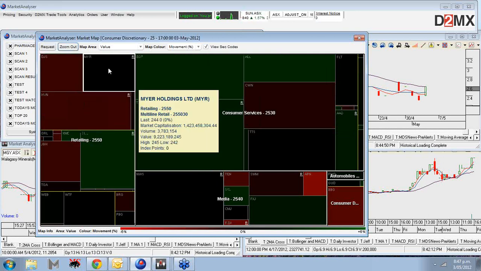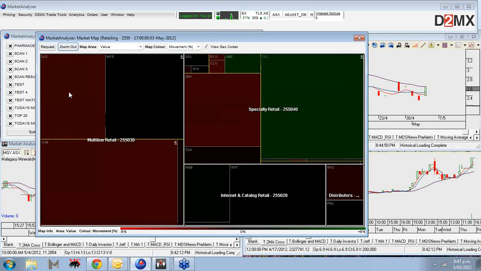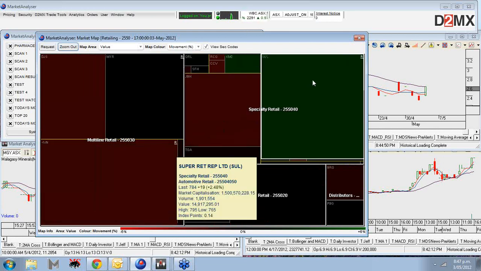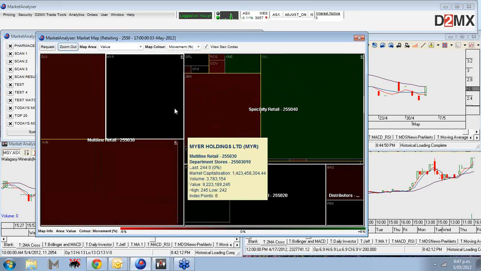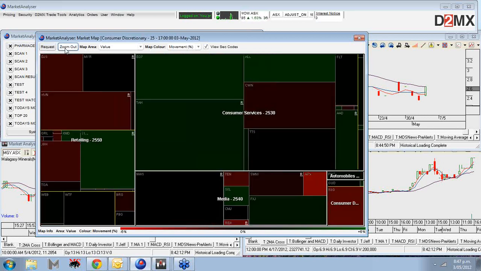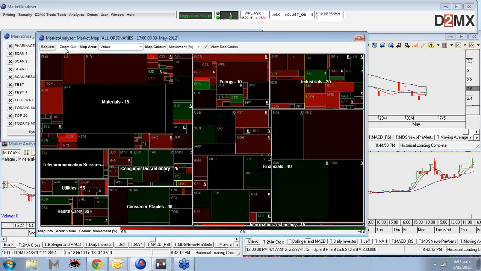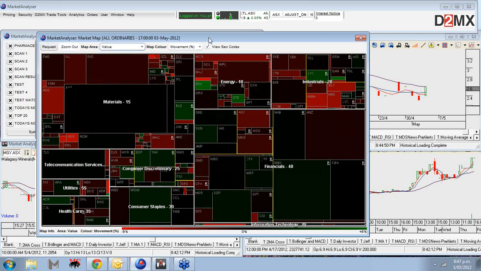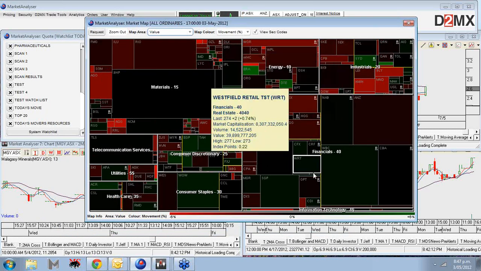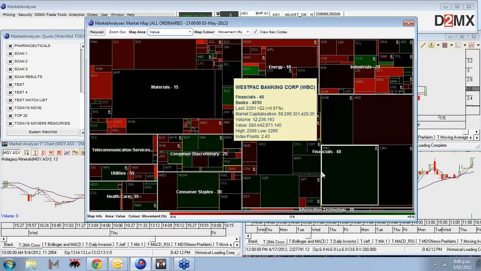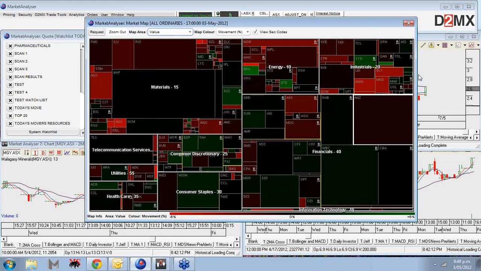Big retailers, not such a good day today for them, and again I can drill in. SUL looks like it's had a reasonable day, but overall was pretty negative in the retail sector. Can zoom back out and zoom back out to the entire market. So a great visual tool for identifying trading opportunities or market movements during the day. And that's the market map. Fantastic tool built into the new Market Analyser 7 platform.